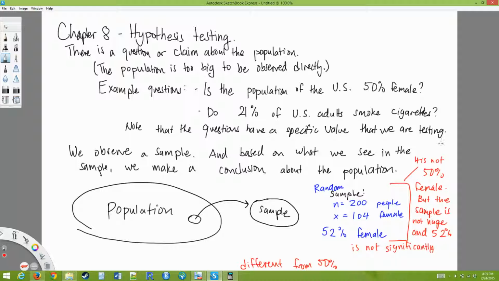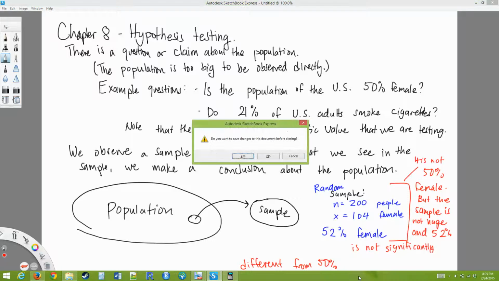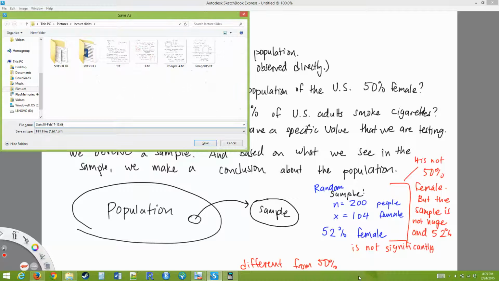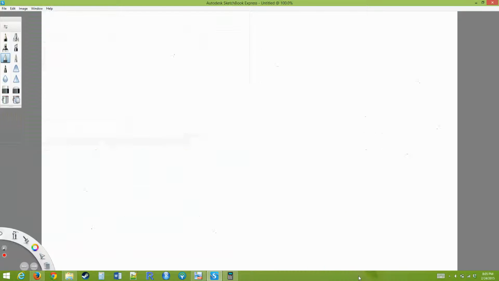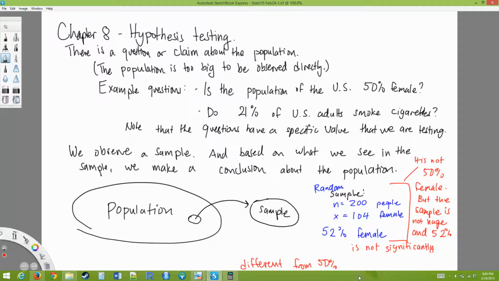Okay. So the sample that we observe is not 50% female. It's not 50% female. But the sample isn't that big, only 200 people, and 52% doesn't seem significantly different from 50%. Okay? That's what our gut is telling us. Right? Okay. So we'll save that. Everybody got this written down? Okay.